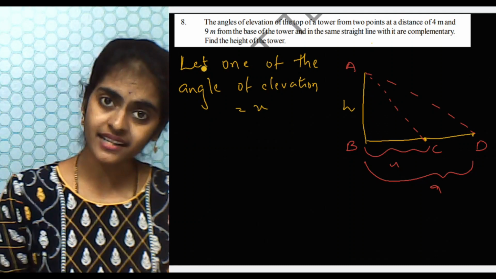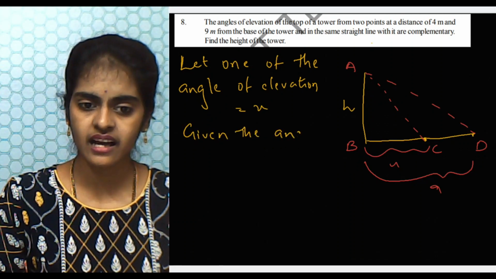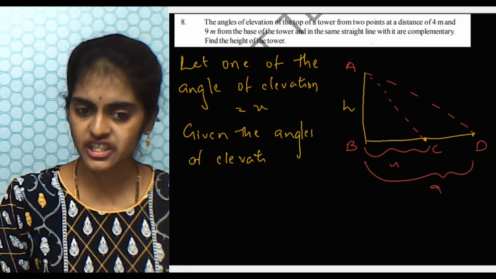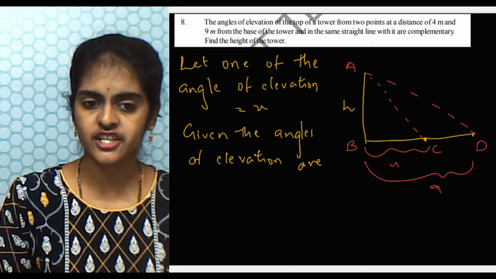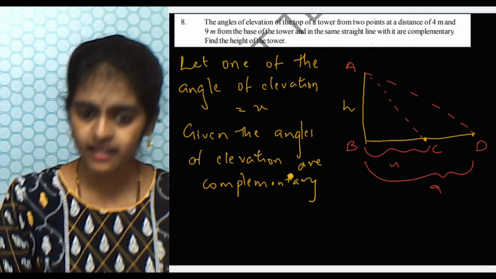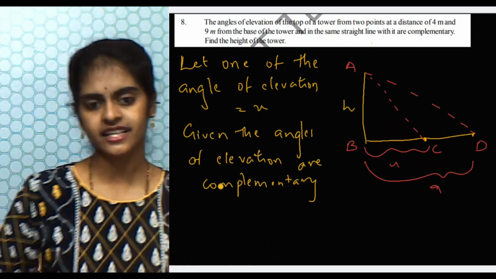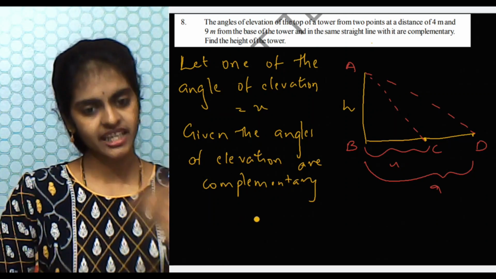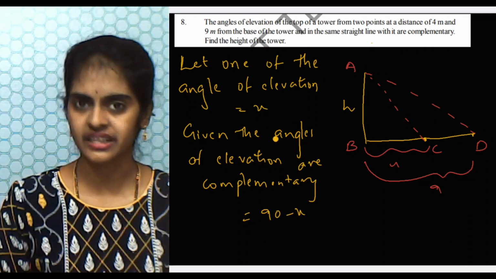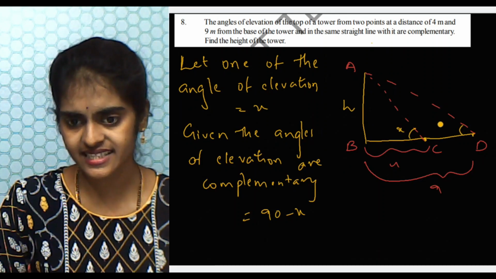So what is the other angle of elevation given? Given the angles of elevation are complementary to each other, isn't it? So when they are complementary, you have learned in your class 9, when two angles are complementary, which means the sum of the two angles is 90 degrees. So the other angle will be 90 minus this x. So if this angle is x, this angle is 90 minus x.